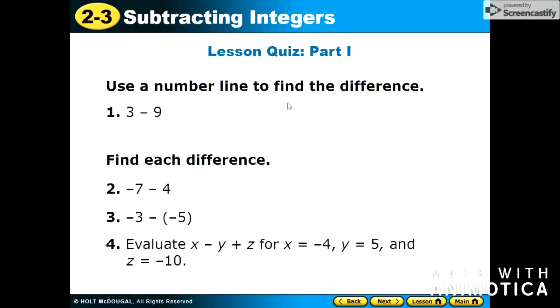All right, go ahead, pause. Try these 4 for the lesson quiz, and then come back and see if you're getting the correct answers. Okay, hopefully you came up with these. If you have questions, come back and see me.